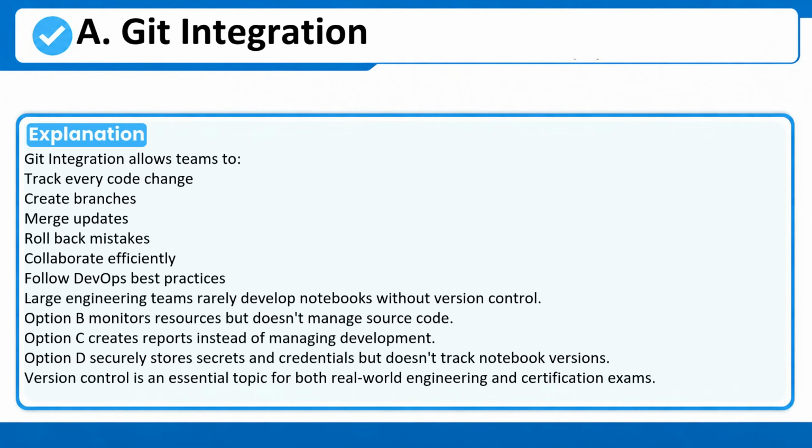Explanation. Git integration allows teams to track every code change, create branches, merge updates, roll back mistakes, collaborate efficiently, and follow DevOps best practices. Large engineering teams rarely develop notebooks without version control. Option B monitors resources but doesn't manage source code. Option C creates reports instead of managing development. Option D securely stores secrets and credentials but doesn't track notebook versions. Version control is an essential topic for both real-world engineering and certification exams.